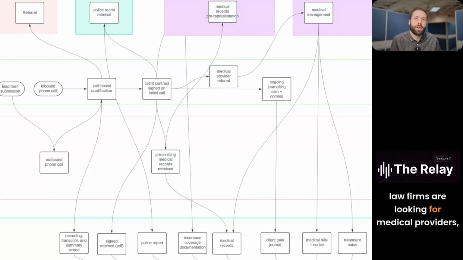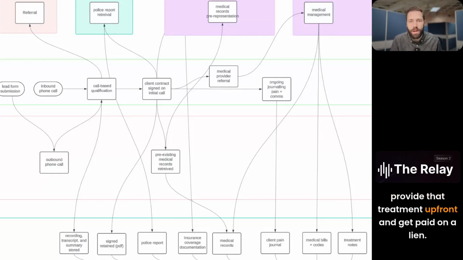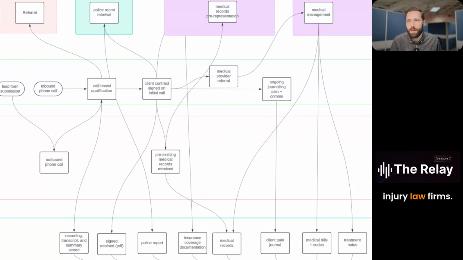Law firms are looking for medical providers that are willing to work with personal injury law firms on a lien basis and provide that treatment up front, and they're paid on a lien. So there's a qualification criteria for good medical providers for personal injury law firms.